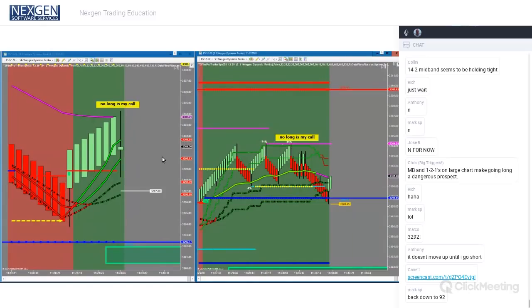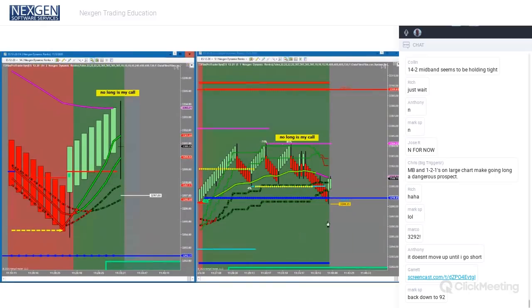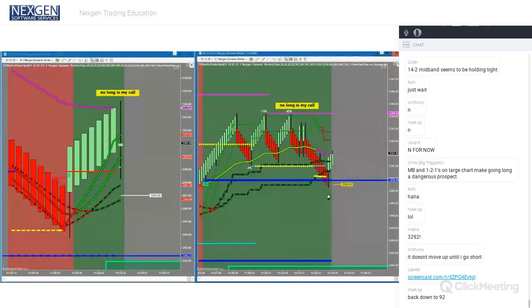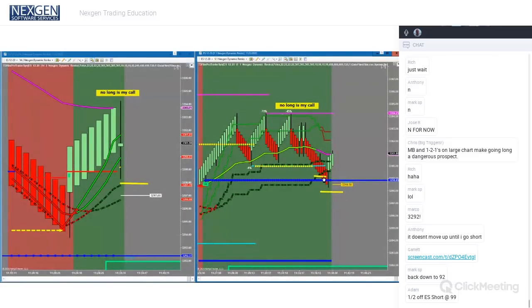It doesn't move up till you go short. Yeah. Well, look, this is where you're like, yay, I did it anyway because I felt like it might go up. If you did it, you're only risking this much now. If you did it.